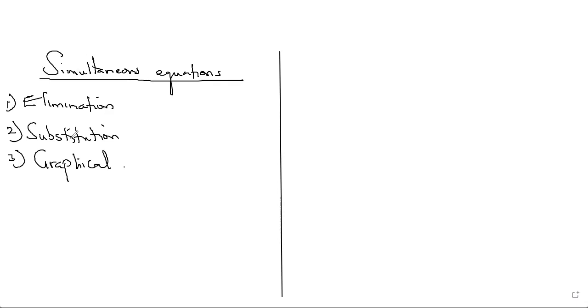Then in graphical method, you plot the equations on a graph. If you have two linear equations, you have two straight lines, and the point of intersection of the lines will give you the solution to the simultaneous equation. Okay, so let's look at the first method, the elimination method.